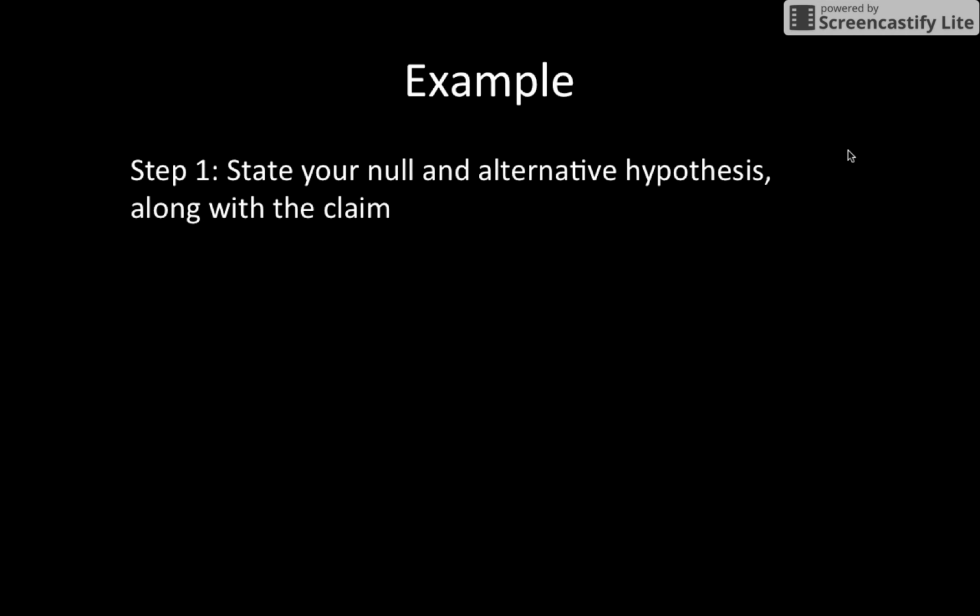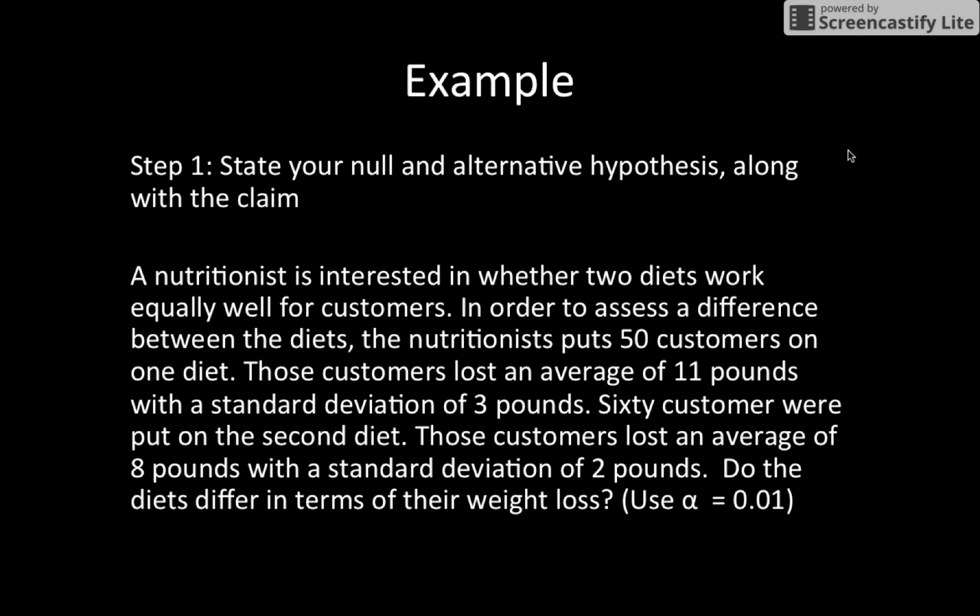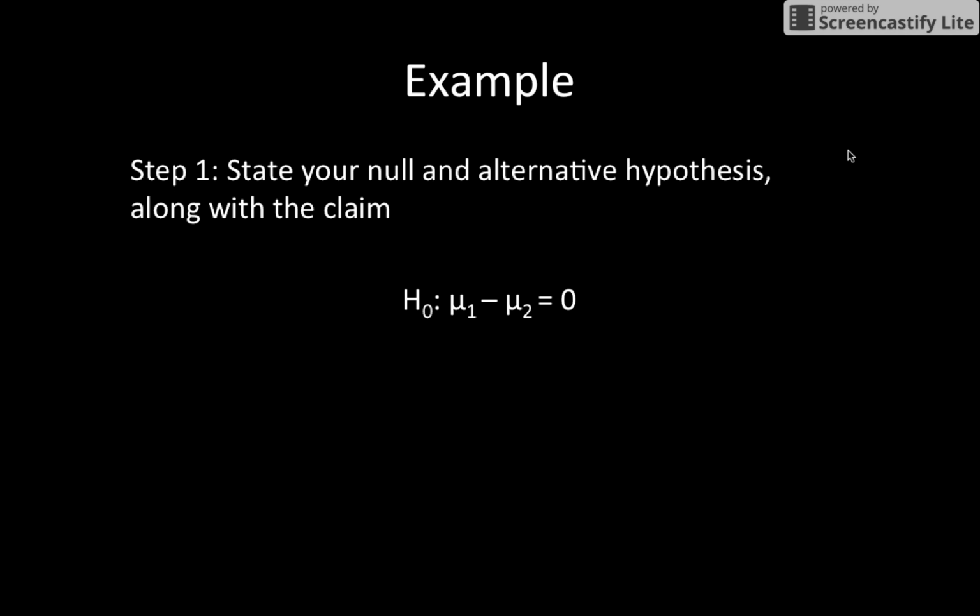So first, you want to state your null and alternative hypothesis along with the claim. Looking back at the problem, you can see it's asking if they differ. So we're going to say that your null hypothesis is mu sub 1 minus mu sub 2 equals 0, and your alternative hypothesis is mu sub 1 minus mu sub 2 is not equal to 0. And since we're trying to see if they differ, your alternative hypothesis is your claim.